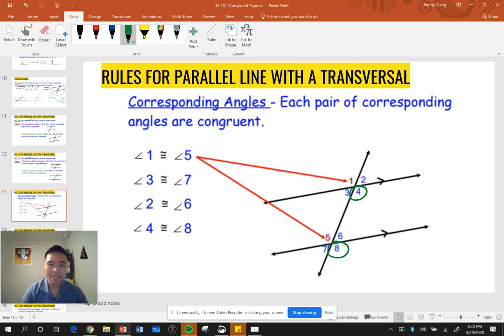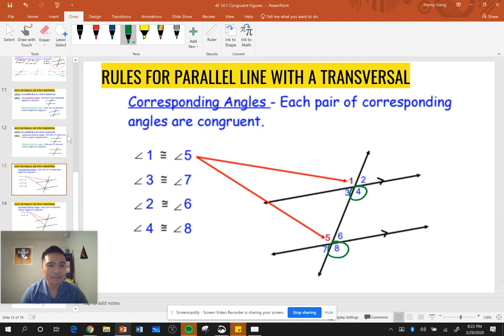So the corresponding angle from 4 would be 8. For angle 2, it would be angle 6, and the corresponding angle for angle 3 would be 7. Okay, is that making sense? Again, corresponding, use your fingers.